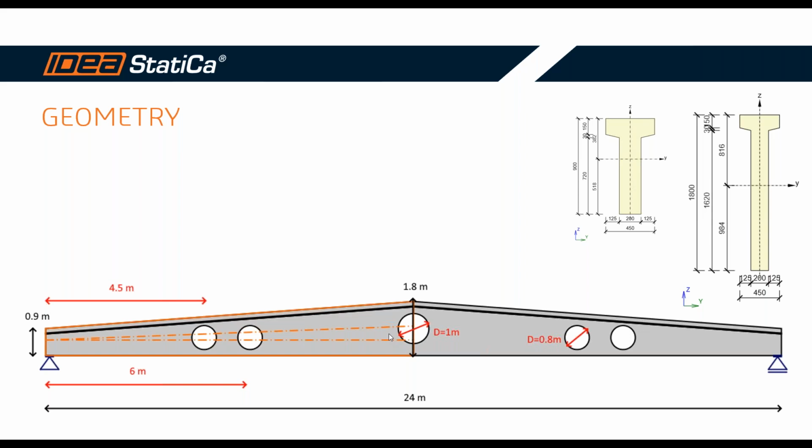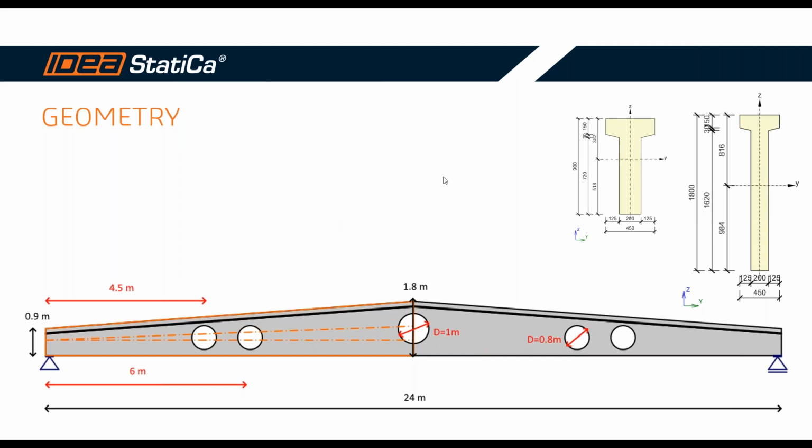The maximal diameter of the opening is 1 meter in the middle, and the other openings have 800 millimeters, and the distance is 4.5 meters from the left and from the right part of the beam, and also 6 meters. As I mentioned before, it's a symmetrical beam, so everything should be in the axis of the symmetry.